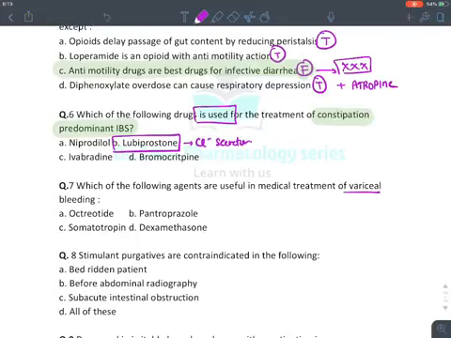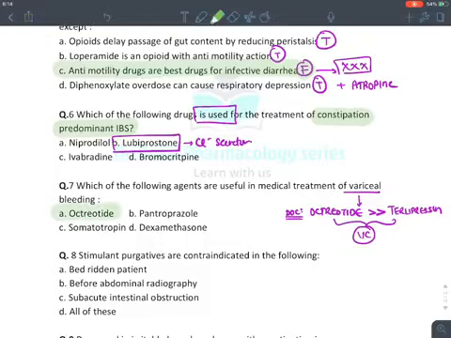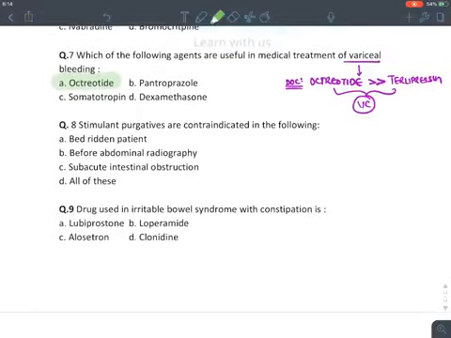Which of the following agents are used in medical treatment of variceal bleeding? Remember, for the treatment of variceal bleeding, the drug of choice is octreotide. It is a somatostatin analogue. It suppresses or constricts the dilated esophageal varices. You can also use terlipressin. They both are vasoconstrictors. So the answer here is octreotide.